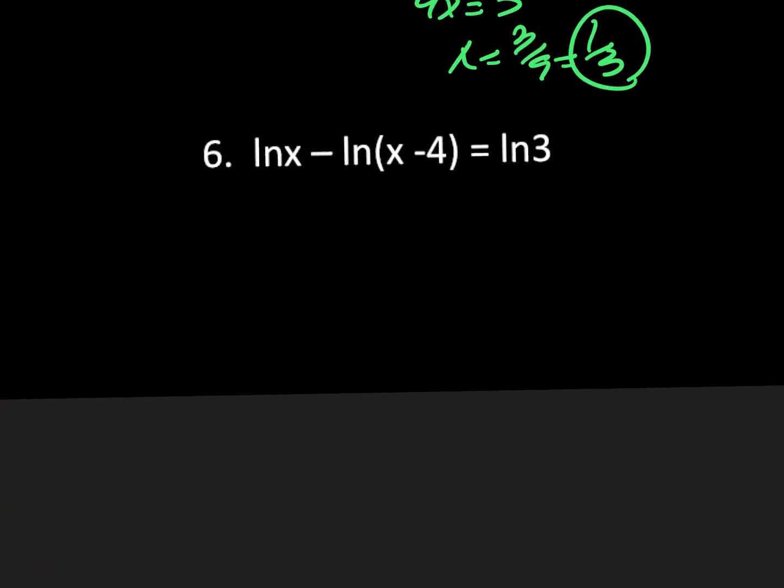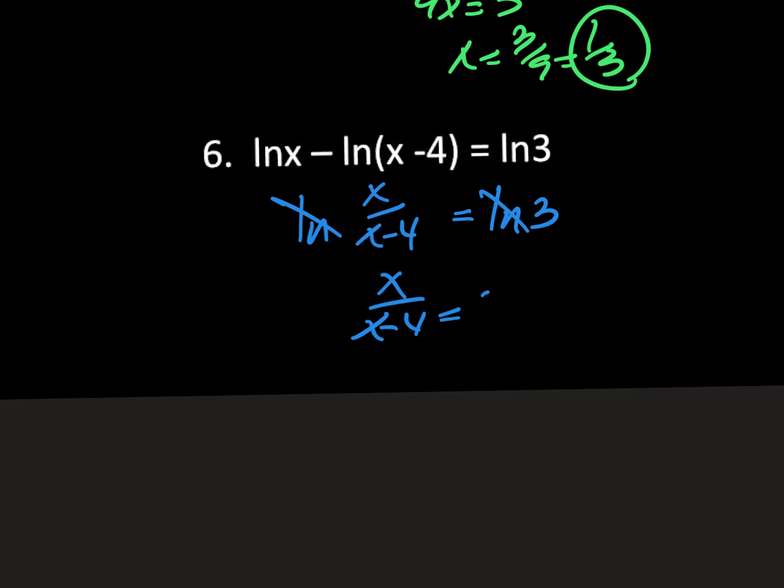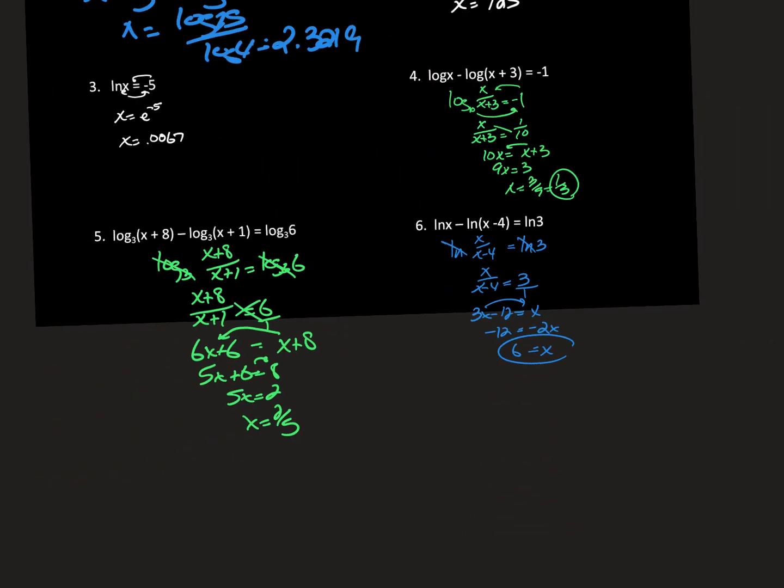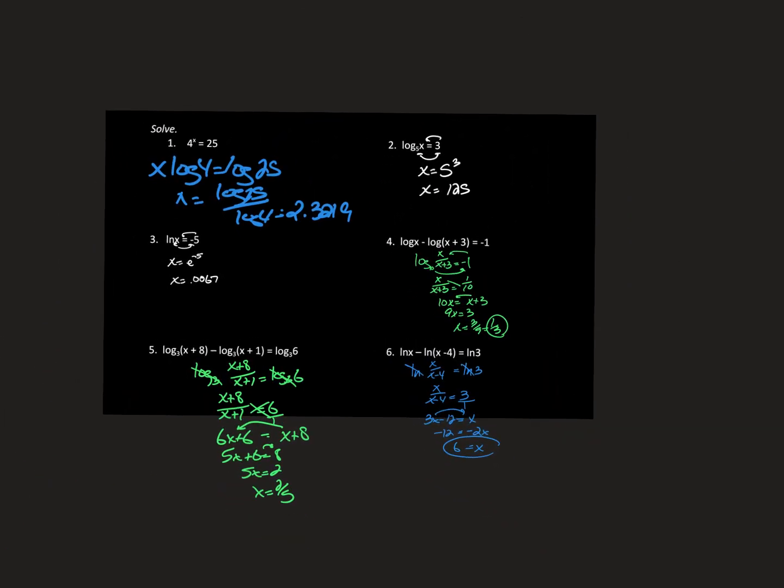Number 6. Another subtraction, lots of subtractions in this thing. So remember, when you subtract, that means you divide. So we're going natural log of x over x minus 4 is natural log 3. Because there's one log on each side, you can cancel those logs out and get x over x minus 4 equals 3, which is 3 over 1. Cross multiply like we just did, and you get that. Let's take the 3x over here this time. So take the x over, you get negative 2x. Divide by negative 2, you get 6. Check it to make sure it keeps the logs positive. It does. We're in good shape there. So there's 6. That's all I got on my first slide.